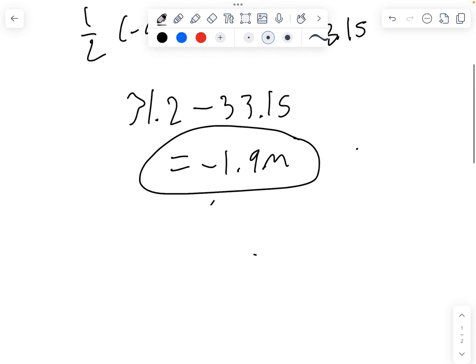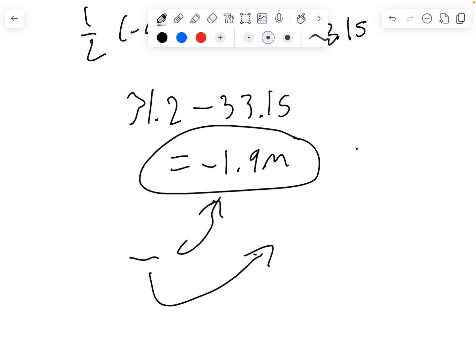Okay, and now we're going to state whether the ball is above or below your hand. As I said earlier, this number being negative means the ball will be below your hand. So for that answer, the ball is below your hand.